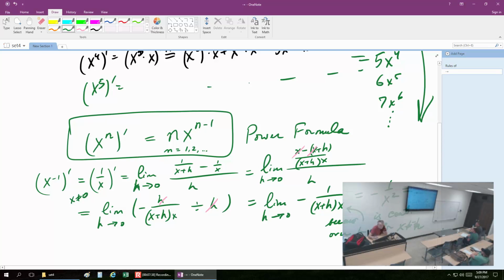Is it positive? No, it's still negative. Negative remains. So 1 over x squared is equal to x to what power? The second. Negative. Or negative 2.